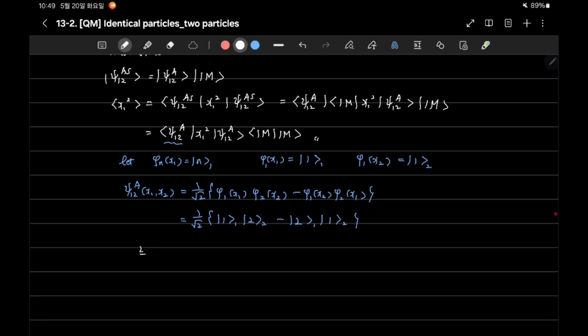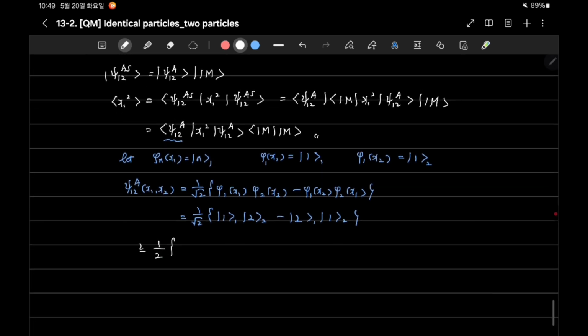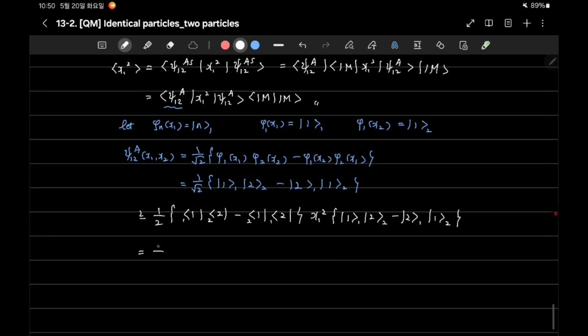So from here it is 1 over square root 2 times 1 over square root 2, so it is 1 over 2, times the bra (1 2 minus 2 1), x1 square, and the ket (1 2 minus 2 1). It is psi 1 2 antisymmetric.